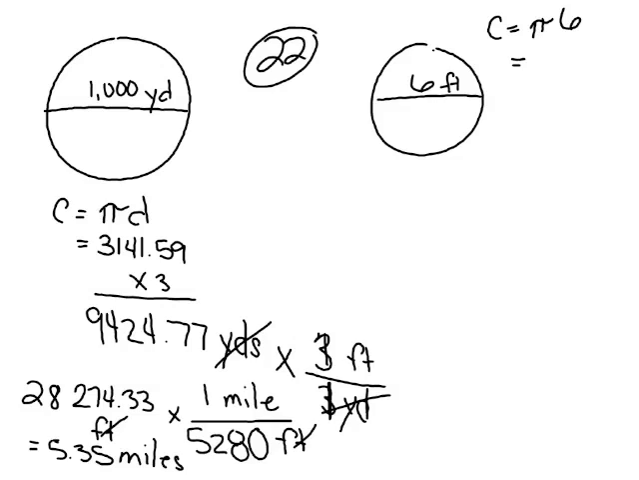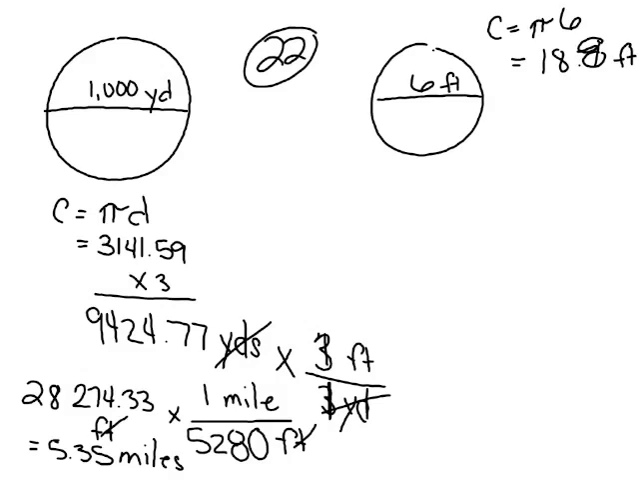What's the circumference of the rug? 18 something. 18.7. Should we say 18.7? Sure. 18.8 actually. Okay, we'll say it's 18.8 feet. That's the circumference of the rug.